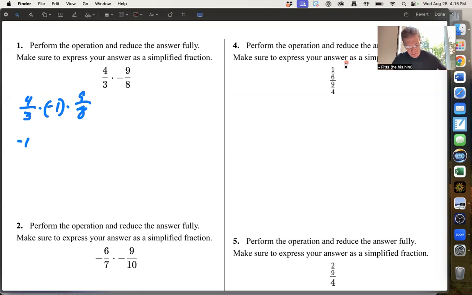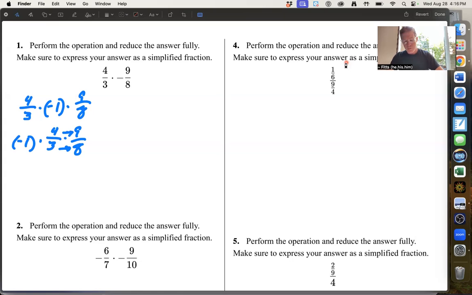So we could just say it's -1 times 4/3 times 9/8. When we're multiplying fractions, we're going to multiply across. Don't confuse that with cross multiplication, because that's when two fractions are equal to each other, which is what we do in algebra. So that's what we're going to do here: multiply across.